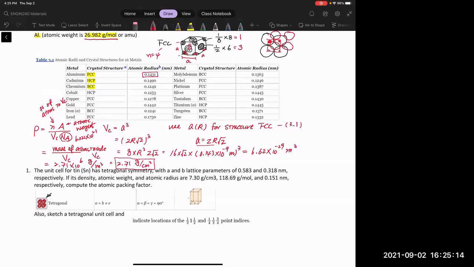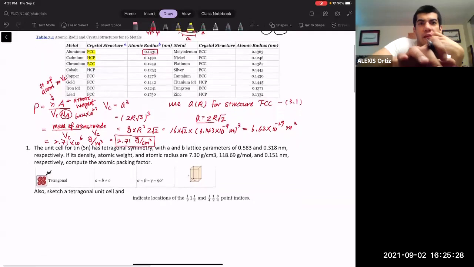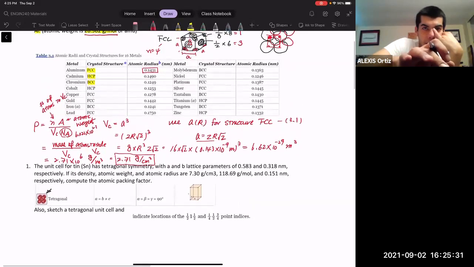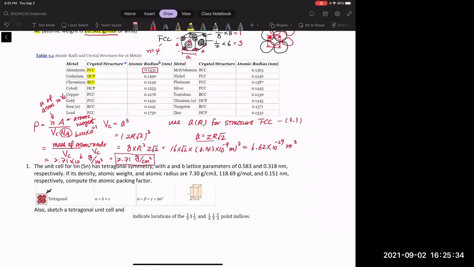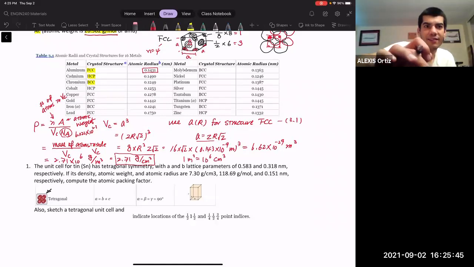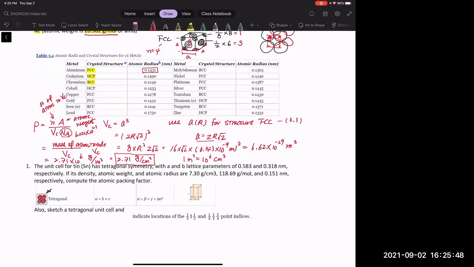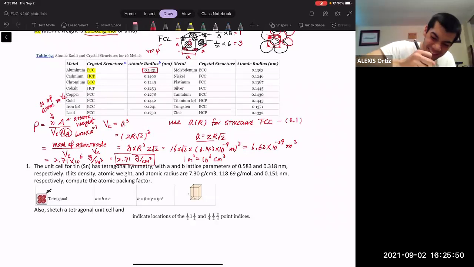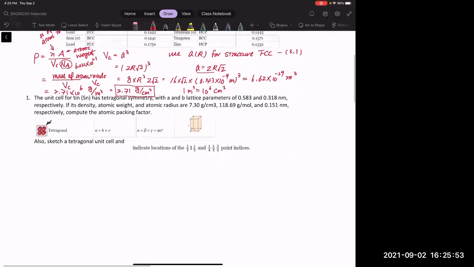If you look online, you will find out that the density of aluminum is very close to this number, which means this model that we assume is perfect. It's actually what it is. To convert it over, you just divide it by 10 to the 6 to get from meters cubed to centimeters cubed. So 1 meter cubed is equal to 10 to the 6 centimeters cubed. So then you can do a unit conversion. Okay, so that is the first one.